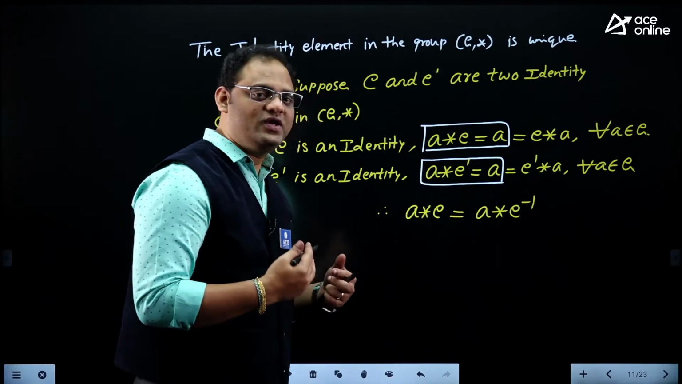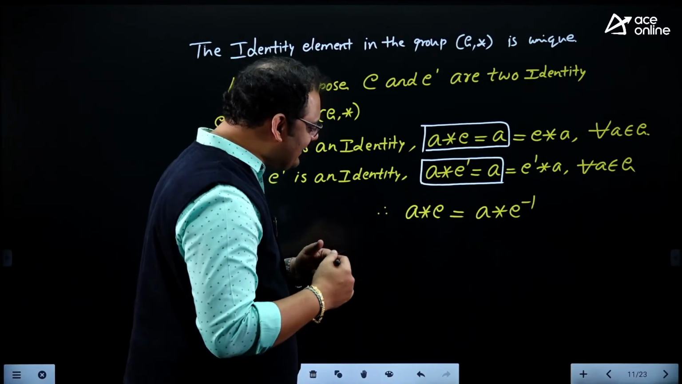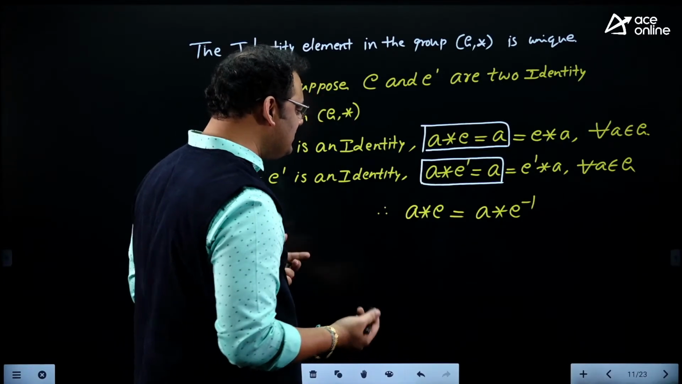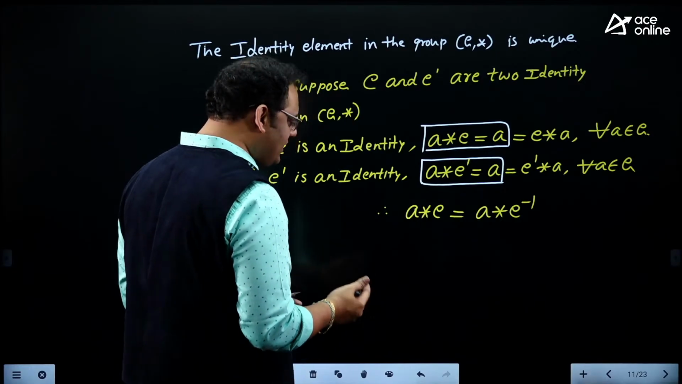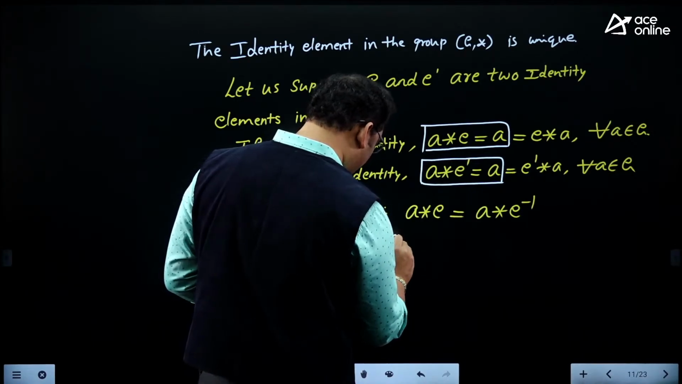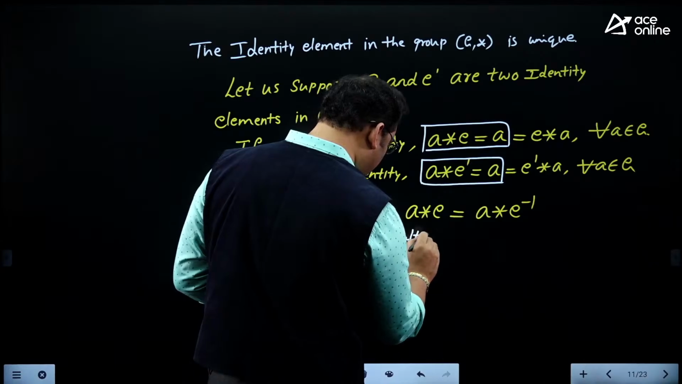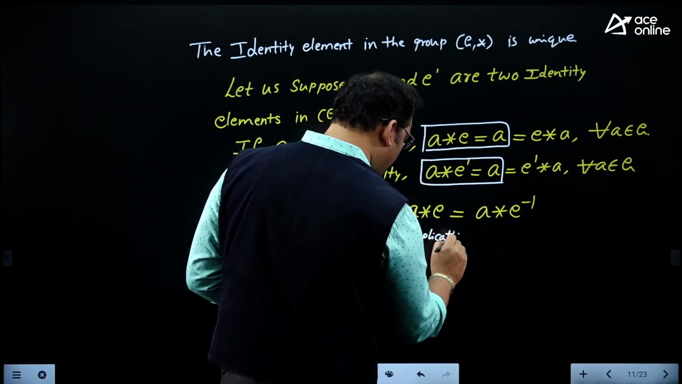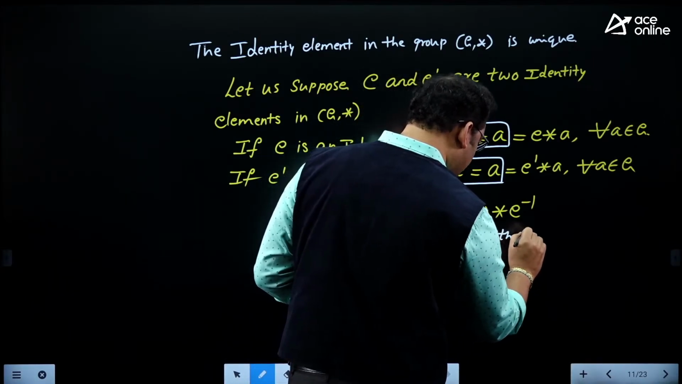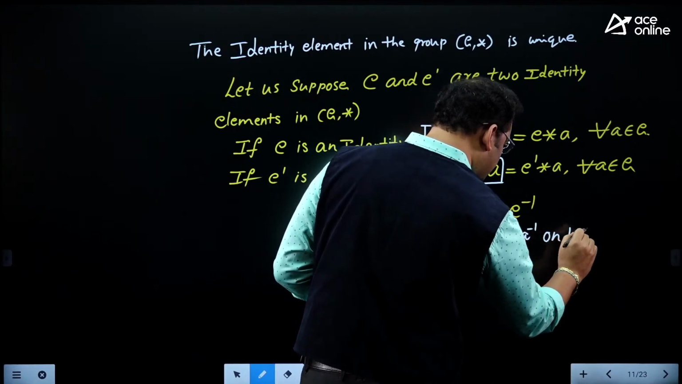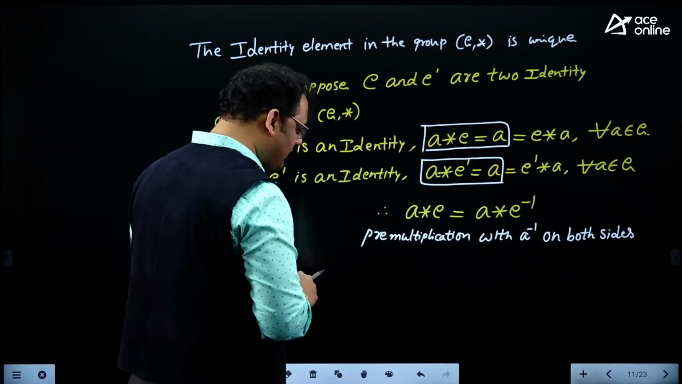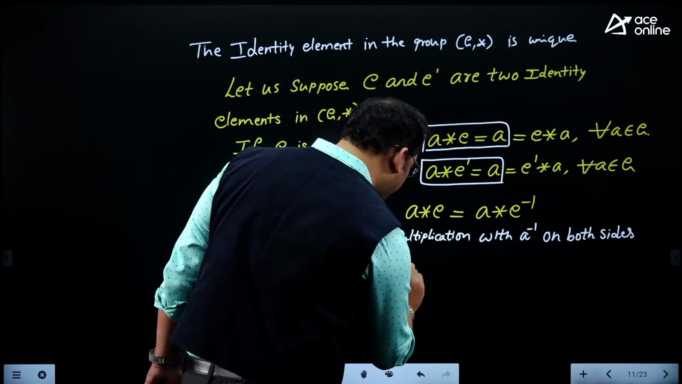Actually, what we are doing is applying the cancellation law, and that cancellation law is known as the left cancellation law. A is at the left side. So let us pre-multiply with A inverse on both sides. So here I am doing pre-multiplication with A inverse on both sides.